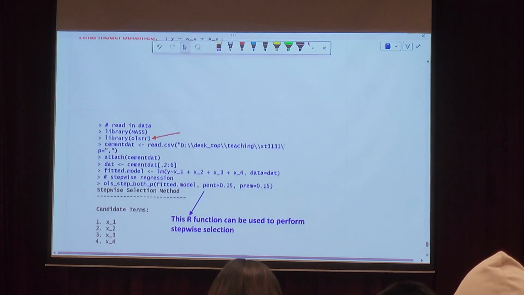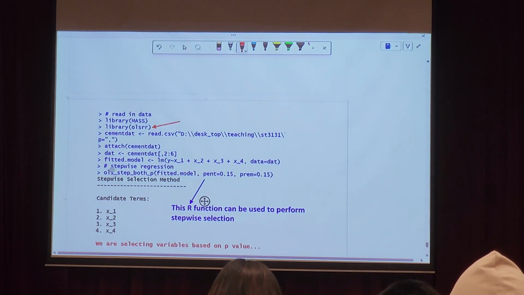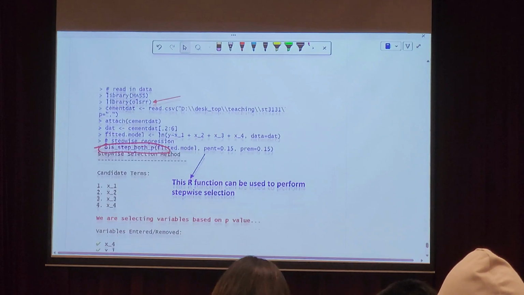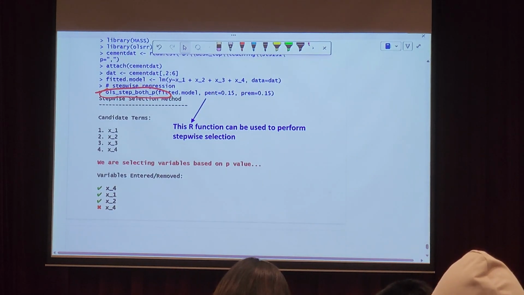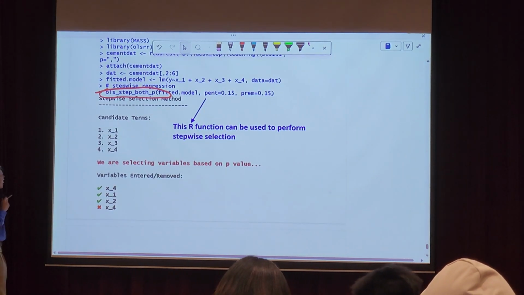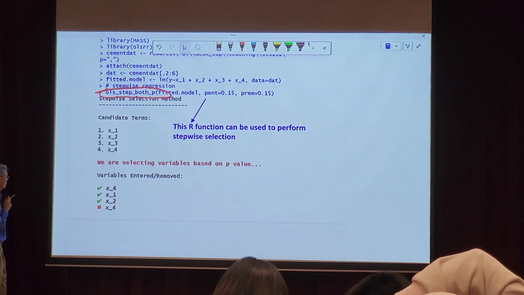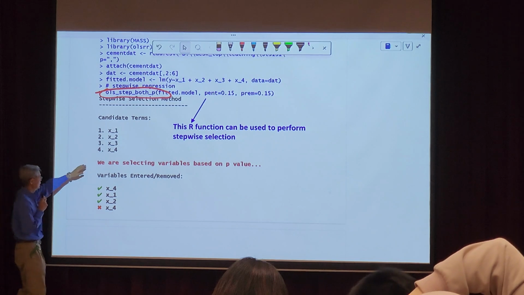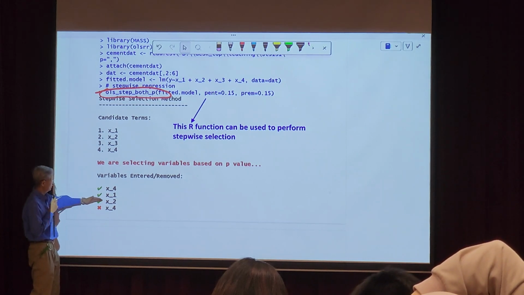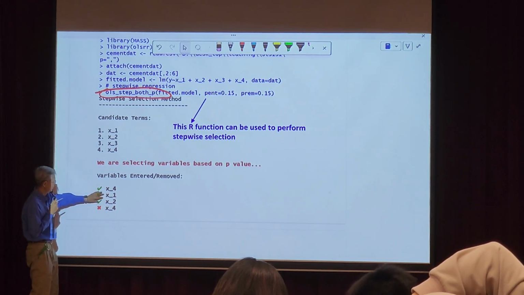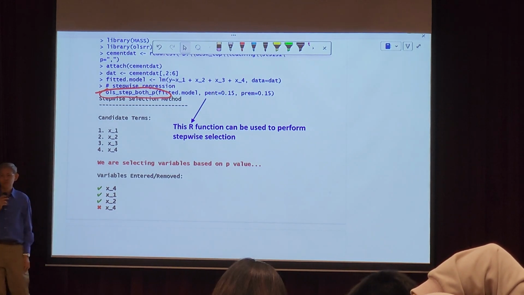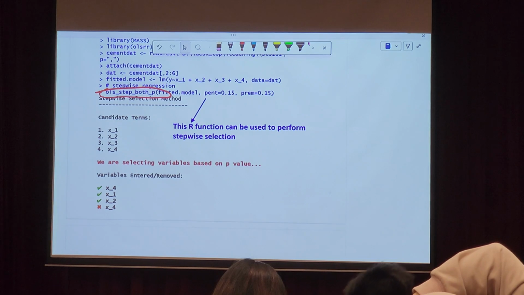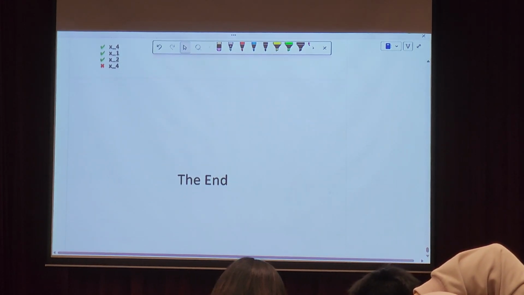Right? And you can also use this function for stepwise regression. It will just show you this. It says enter this, enter this, enter this, finally kick out x4, so you are left with x1 and x2. So it shows you what happened in between. Okay, that's the end.